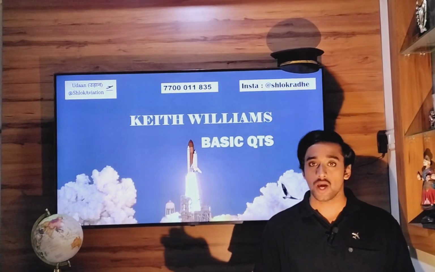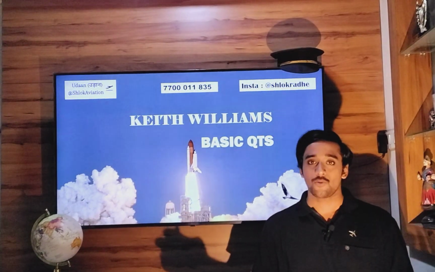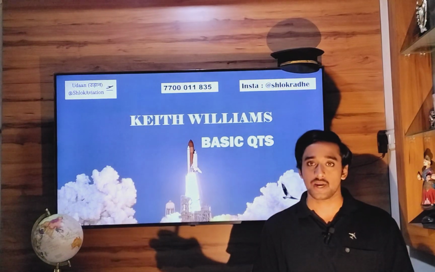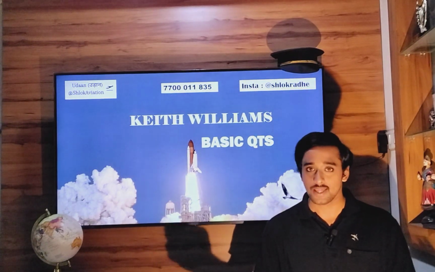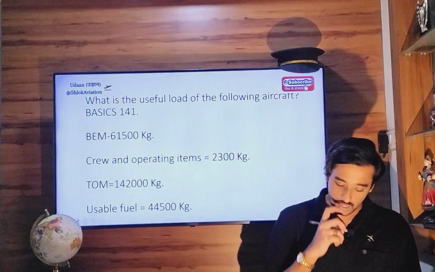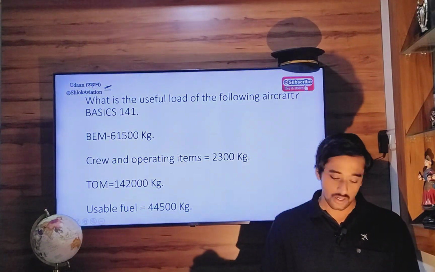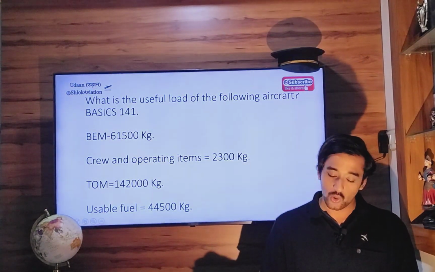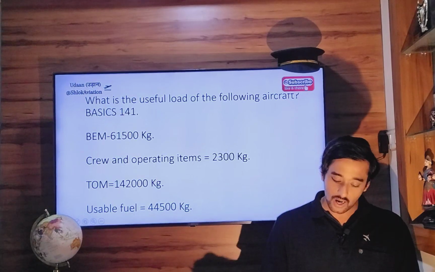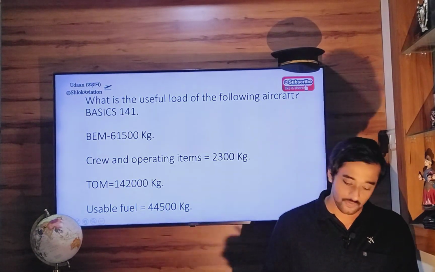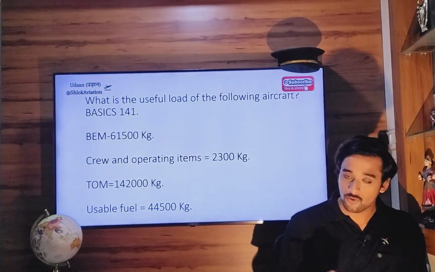In this video lecture, we are going to look at new questions from chapter 1 of Keith Williams' Weight and Balance book. So let's begin with question number 141. What is the useful load if basic empty mass, crew and operating items, takeoff mass, usable fuel is so and so? So you all know the formula.